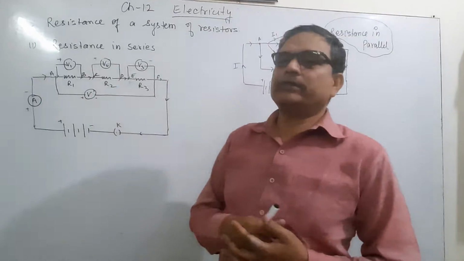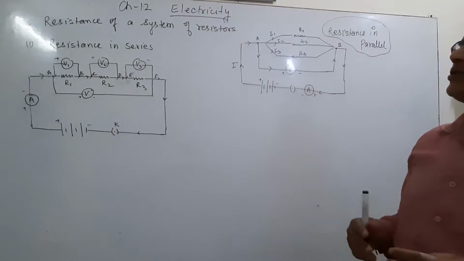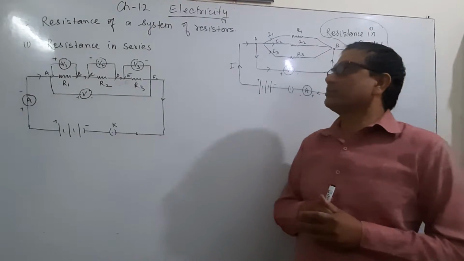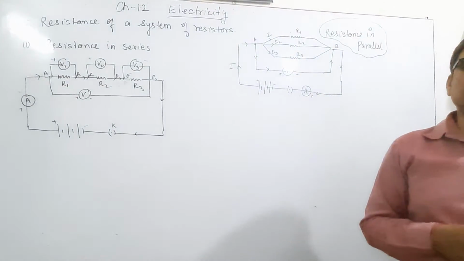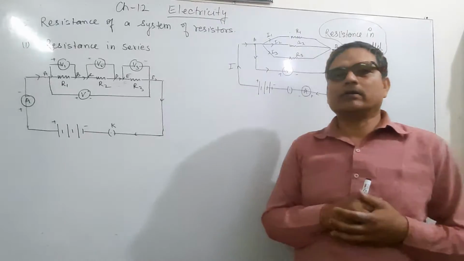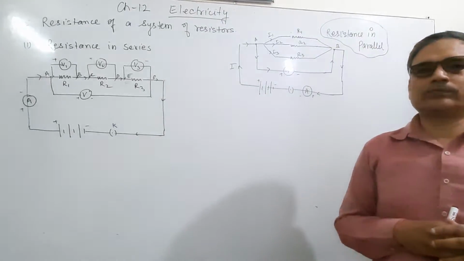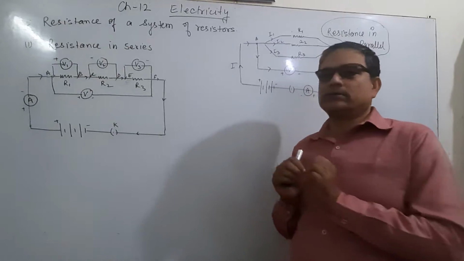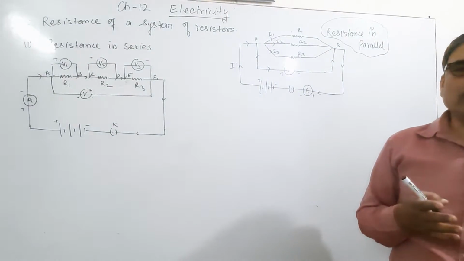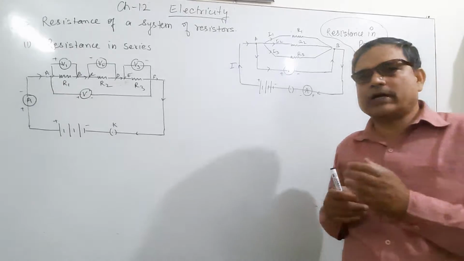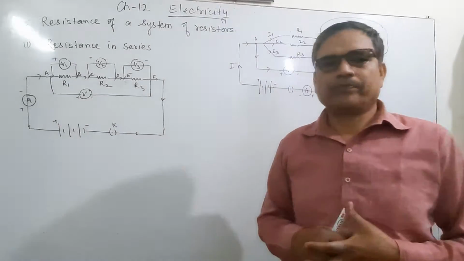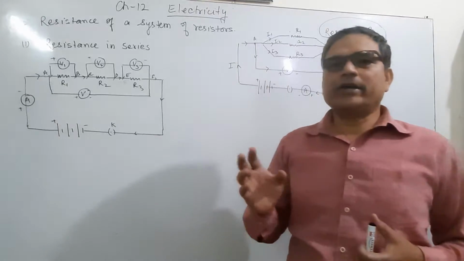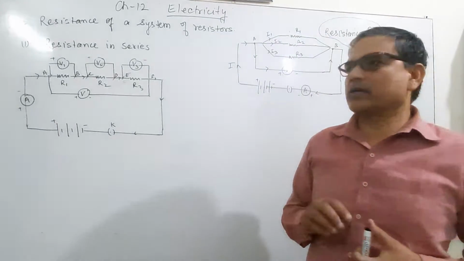Good morning, students. Today we will start the chapter Electricity of class 10 science, and today we will cover the topic the arrangement of the resistors, meaning in what way we can arrange the resistors to get the resistance. And resistor, I think that was already done in the previous class.